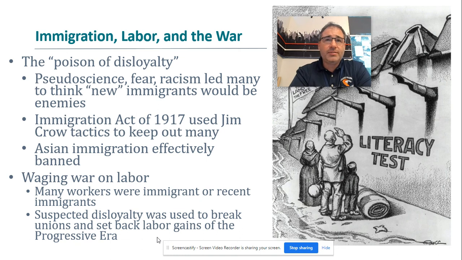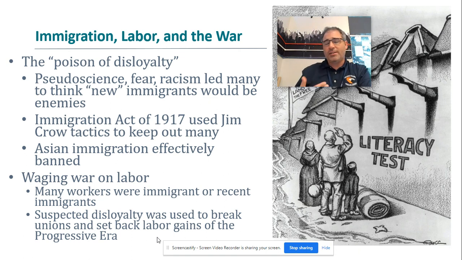Because of World War I, we're going to see huge impacts on both the labor movement and immigration, even going into the 1920s. Immigration was seen as potentially causing a poison of disloyalty, that there was this pseudoscience, this fake science, that somehow immigrants were the enemy, that they were different, and it is based on fear and racism. They're going to pass the 1917 Immigration Act, which basically uses Jim Crow tactics to keep people out. You can see down here, on this side, literacy tests were used to keep immigrants from coming to the United States.